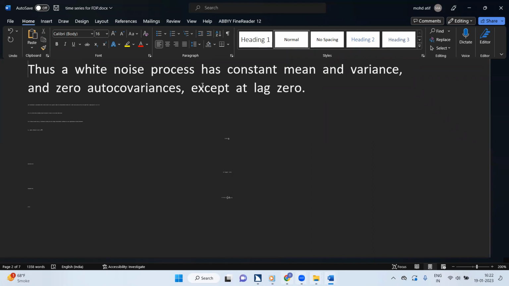Why? Because at lag 0, if you're computing correlation, it will always be 1. Lag 0 means you're trying to find out the correlation of a variable with itself. At lag 0, it is meaningless. It will always be 1. Correlation of a variable with itself is always 1.